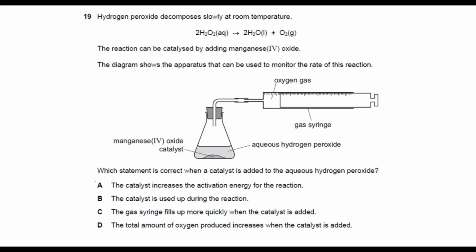Question number 19. Hydrogen peroxide decomposes slowly at room temperature. So the reaction can be catalyzed by adding manganese. And they have shown us the apparatus and all of that. They ask which statement is correct when a catalyst is added to aqueous hydrogen peroxide. A: The catalyst increases the activation energy for the reaction. Does it? No, the catalyst decreases the activation energy. It does not increase it. Remember, it provides an alternative path with a lower activation energy.